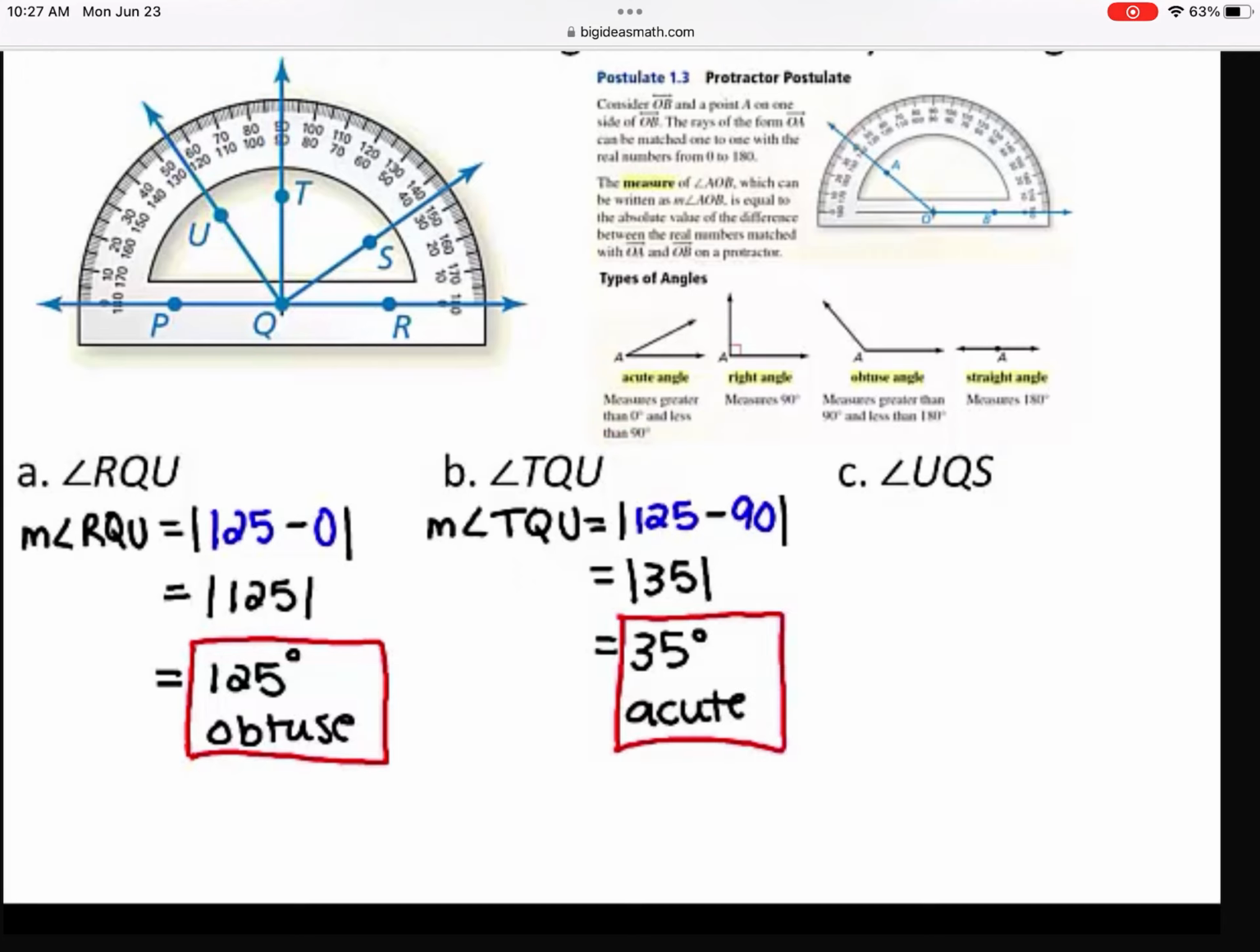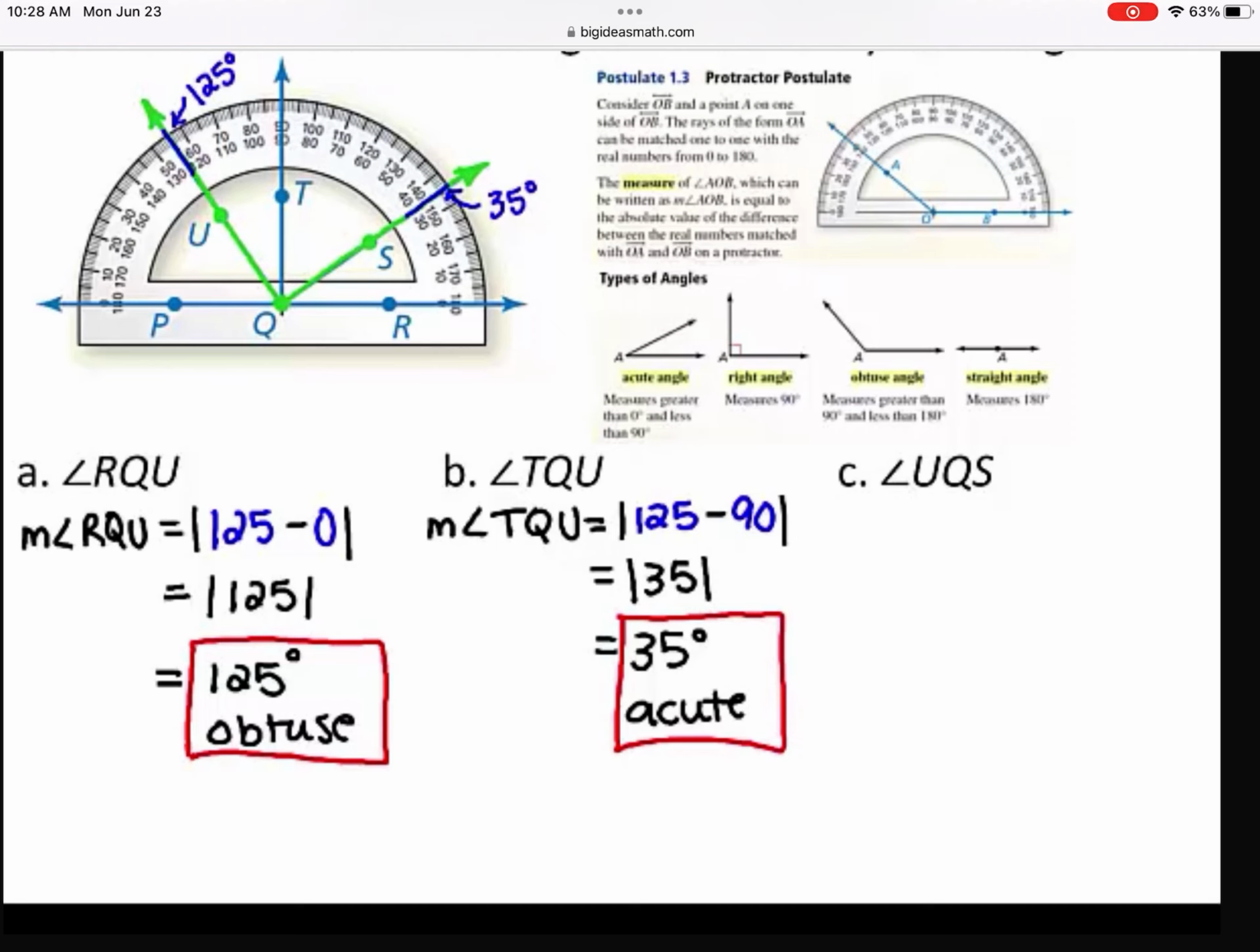In Part C, to find the measure of angle UQS, first locate angle UQS on the diagram. Now, ray QS lines up with 35 degrees on the inner scale of the protractor, and ray QU lines up with 125 degrees on the inner scale of the protractor.